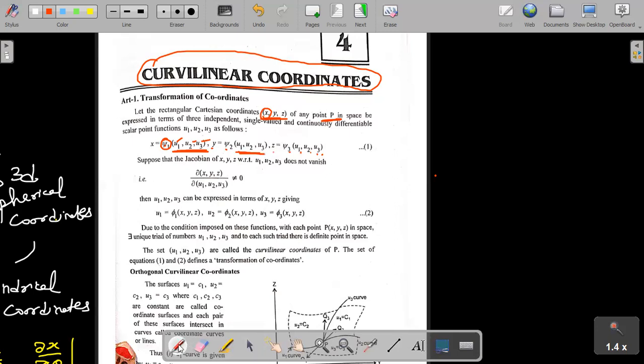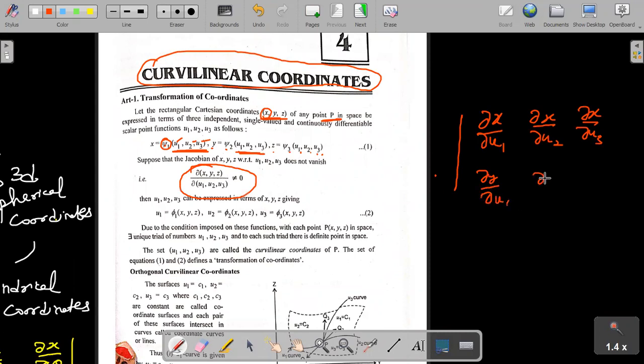Again, as I mentioned, the Jacobian. So the Jacobian of transformation, right? So this is nothing but what? This is the partial derivative of x with respect to u1, partial derivative of x with respect to u2, partial derivative of x with respect to u3. Similarly, partial derivative of y with respect to u1, partial derivative of y with respect to u2, partial derivative of y with respect to u3.